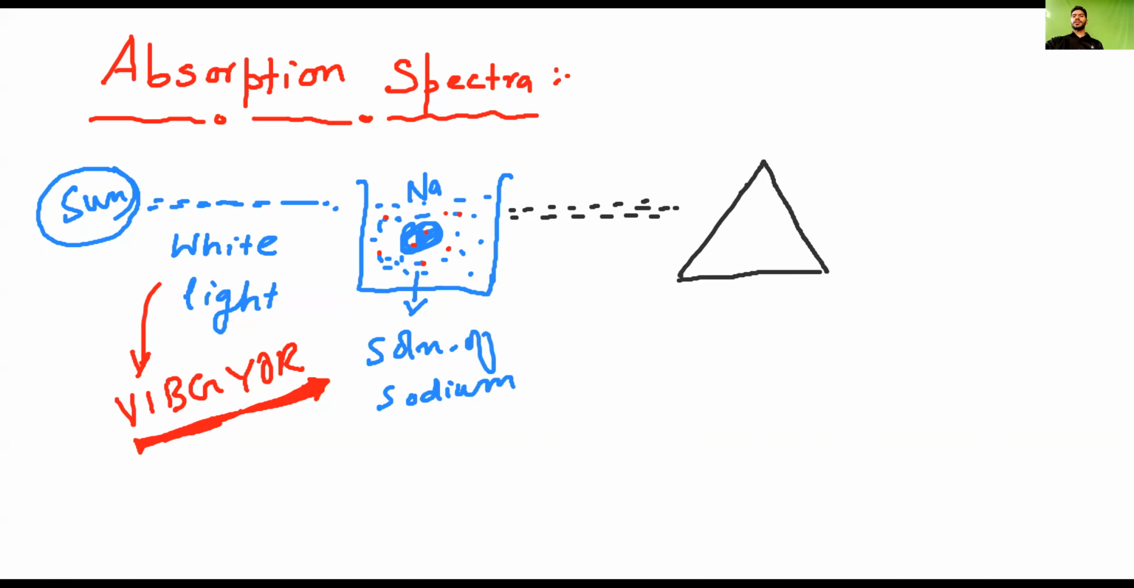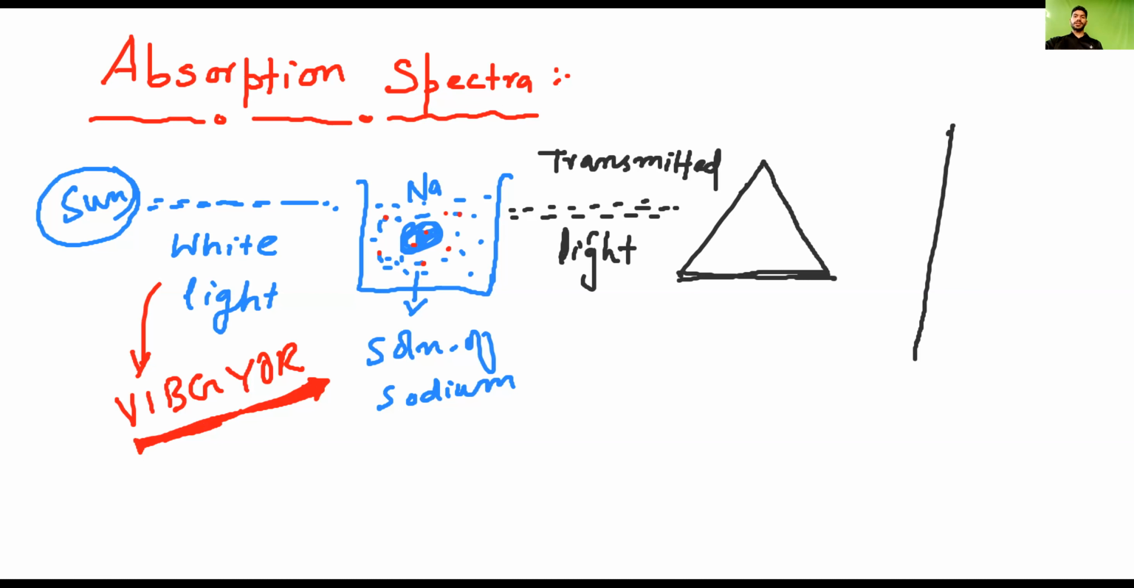And here the spectra taken is observed on the photographic film. That will be your absorption spectra, because some radiations are absorbed here, and this is the transmitted light. So here transmitted light is studied in the spectroscope. Have you got the difference? Transmitted light is studied in the spectroscope.